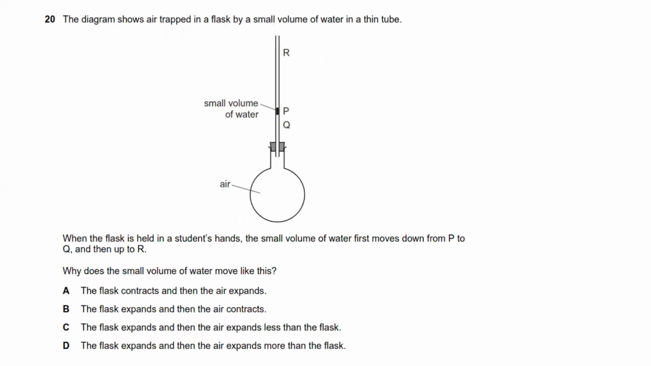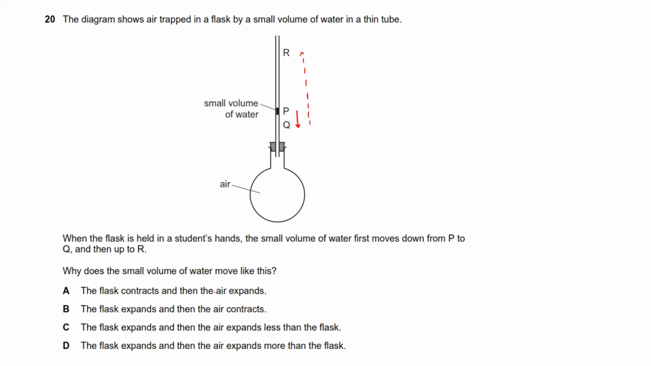So next question, question number 20. It says the diagram shows air trapped in a flask by a volume of water in a thin tube. When the flask is held in a student's hand, the small volume of water first moves down from P to Q and then up to R. So first it moves down, and then from Q to R it moves up. So why does the volume of water move like this? Let's see what the options are.